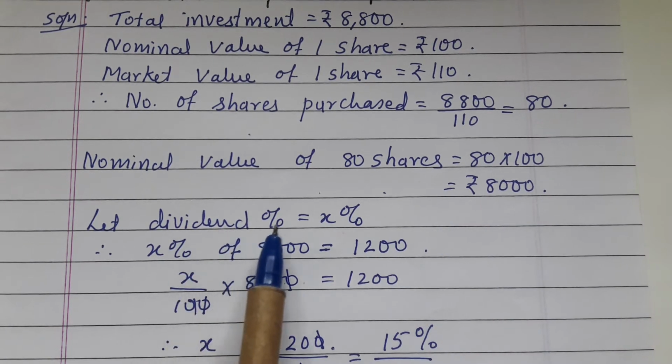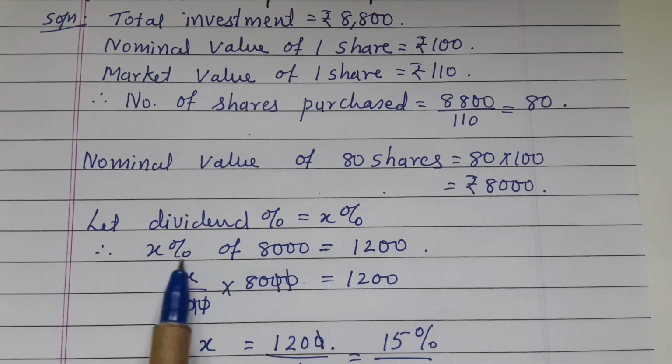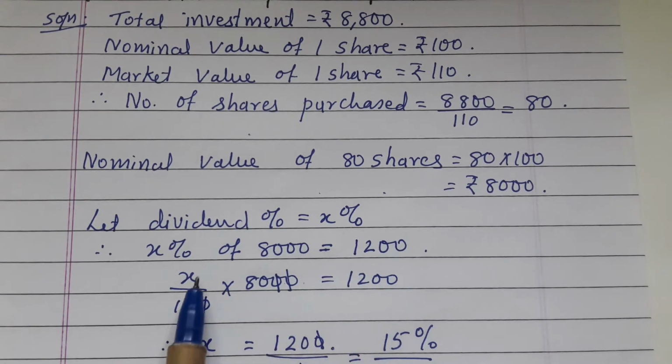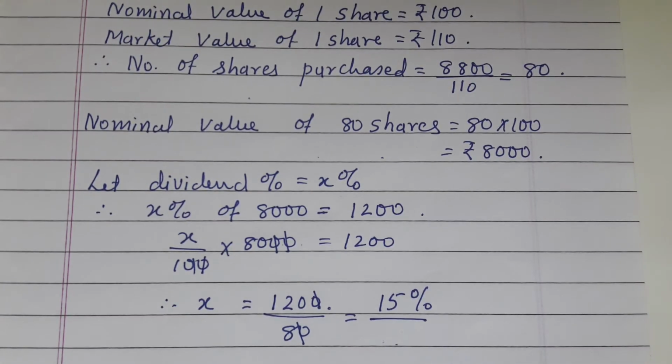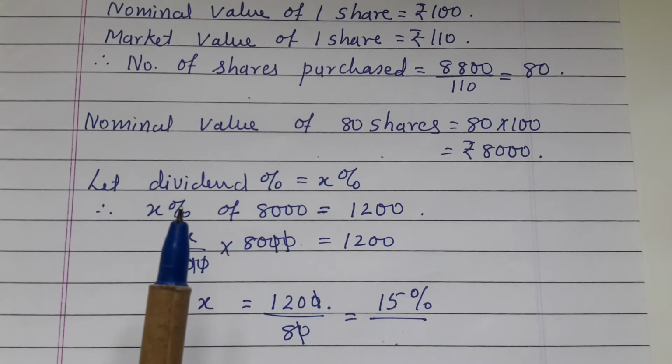Let dividend percent be X percent. Therefore, X percent of 8,000 equals 1200. X upon 100 into 8,000 equals 1200. X equals 1200 upon 80, that is equal to 15%. So dividend percent is equal to 15%.